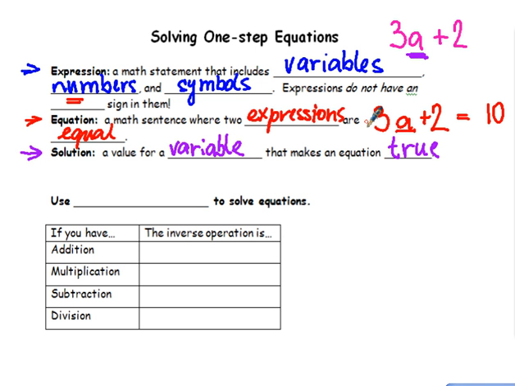Let us continue with the notes. Use inverse operations to solve equations. So let us review those operations. Let us check. When we have an addition, for example, x plus 2, how can we undo the addition? We will use subtraction.